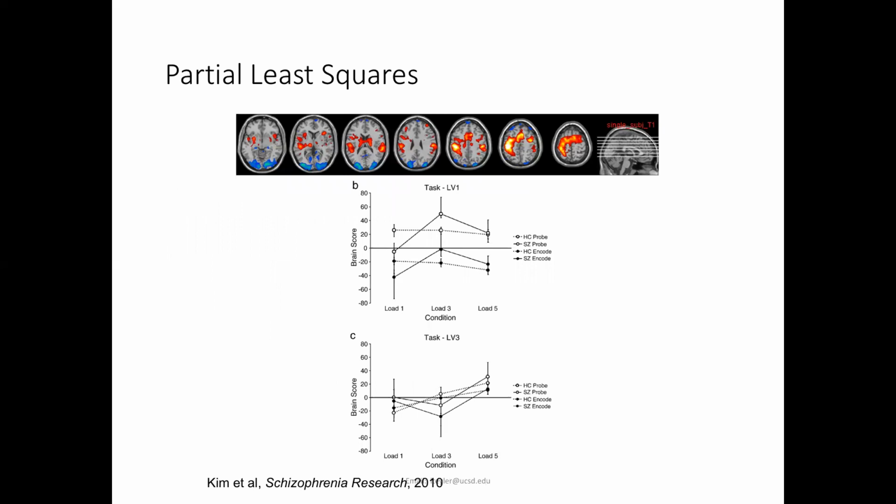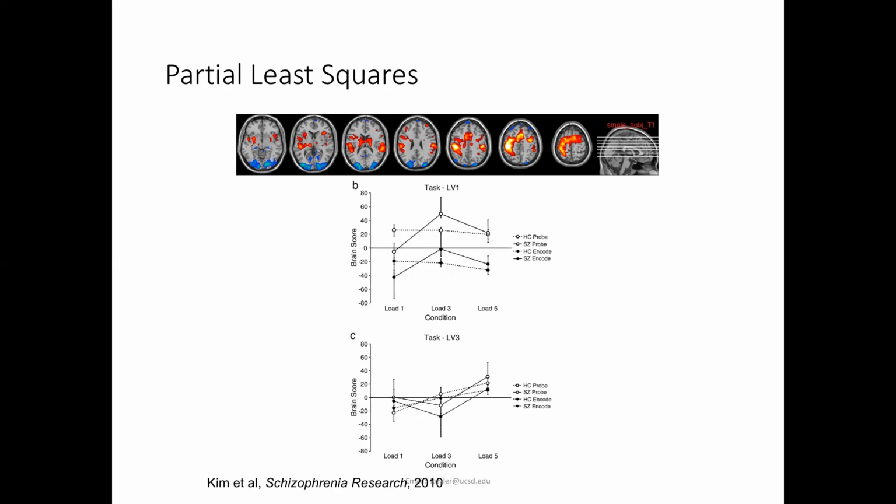This is just an example of a partial least squares analysis where they found a pattern that is correlated with, that changes with load. So they had 3 different loads. And this pattern is sensitive to load, and it's sensitive to load in a way that differs between the groups. And then they have another pattern that's sensitive to load in a different way, and it's more similar across groups.